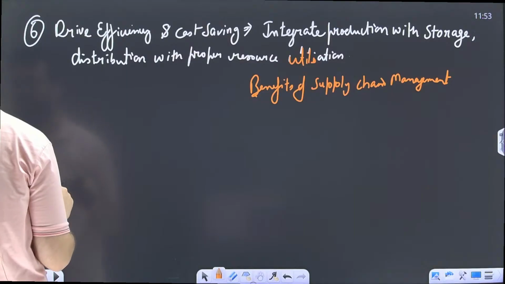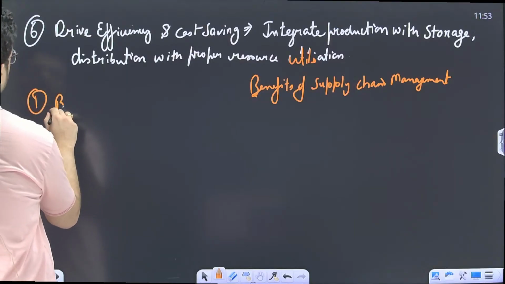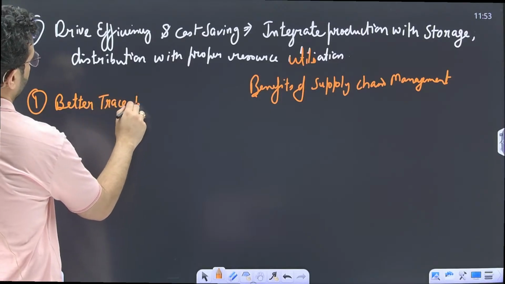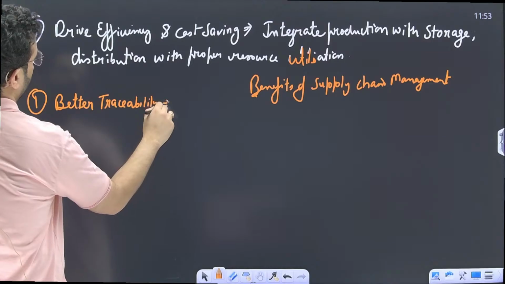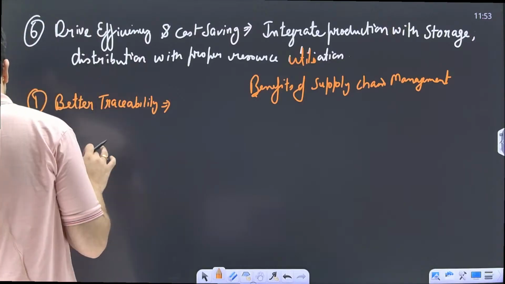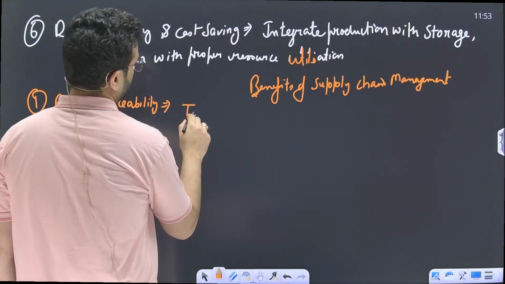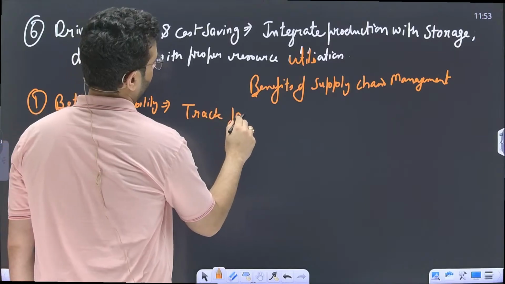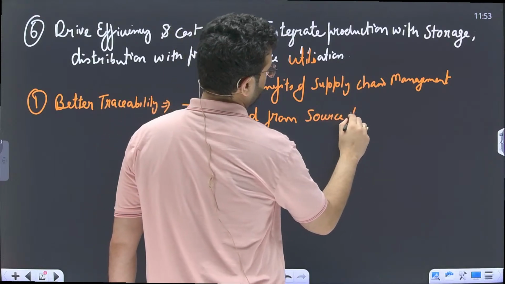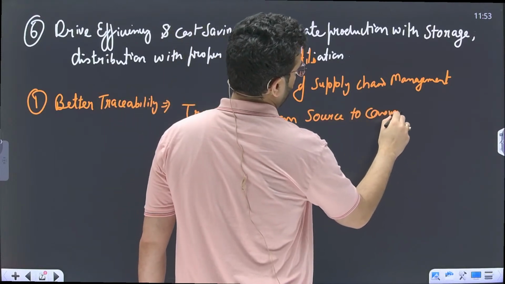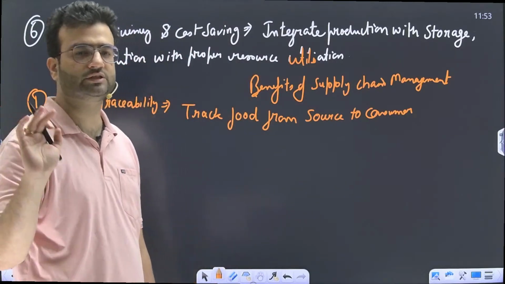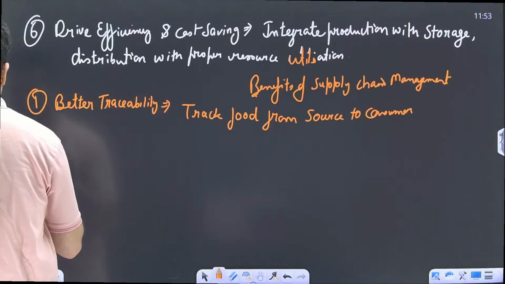The first thing is better traceability. You can easily trace where your product is. Track food from source to consumer. जहां आपका source है वहां से consumer तक you can easily track the product.